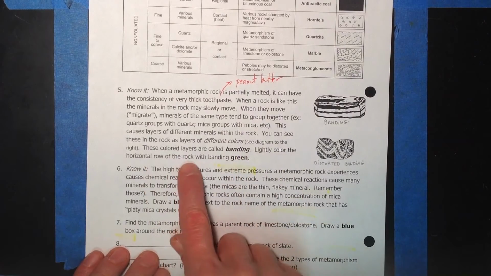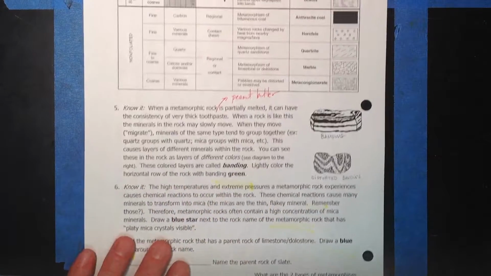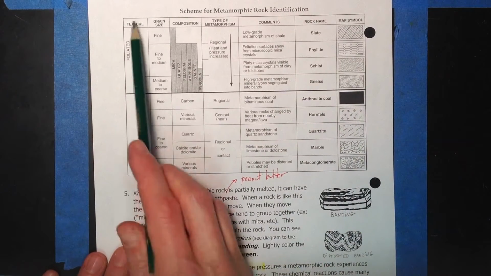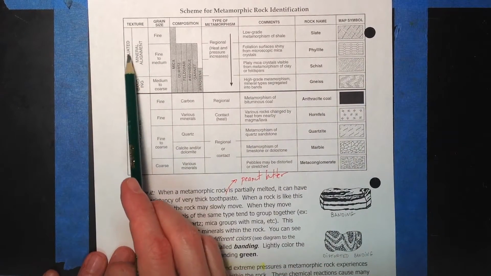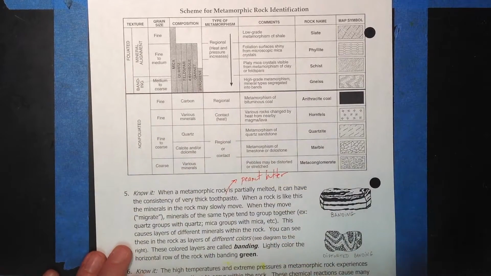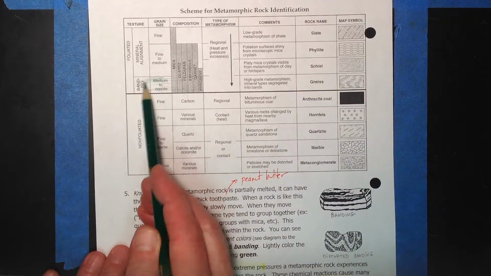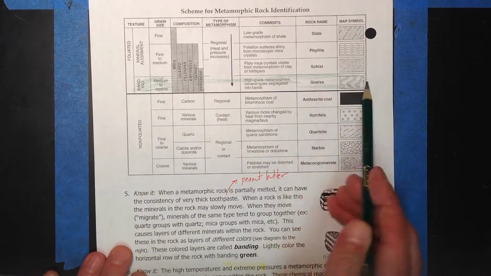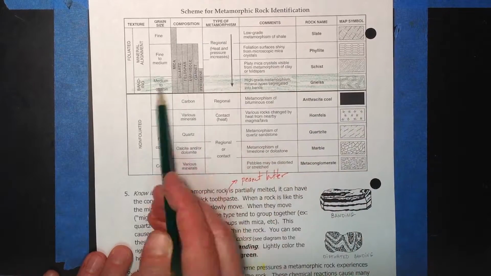Lightly color the horizontal row of the rock with banding green. Okay, where do we see that? Where does it say banding? Banding is right under texture. Banding is here. So it's a type of foliation, because there are layers, but it's colored layering. So we're coloring the whole horizontal row green. And that rock is gneiss. It's pronounced gneiss. There's a silent G at the beginning of it. There you go.